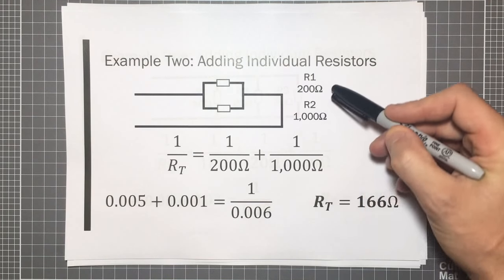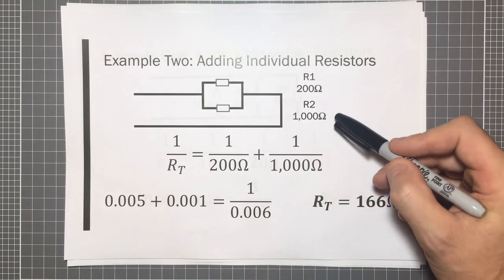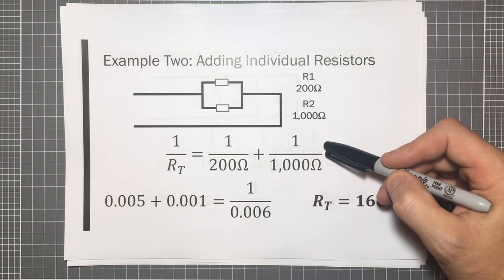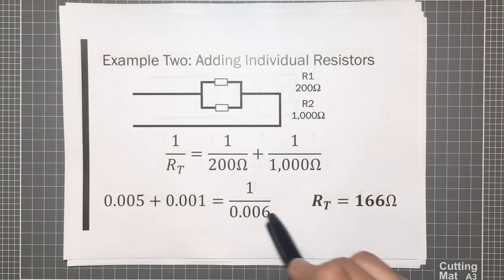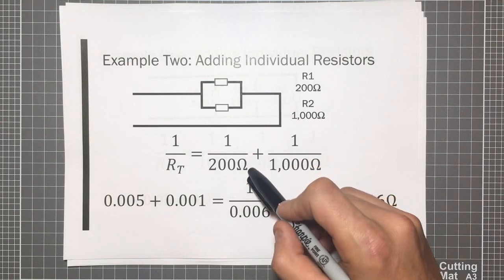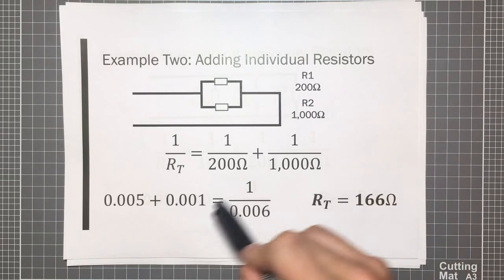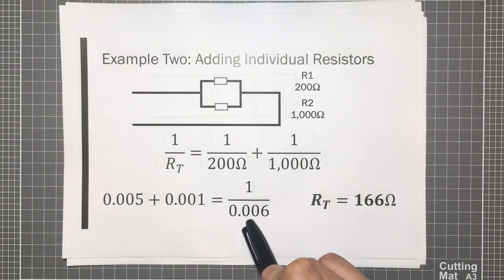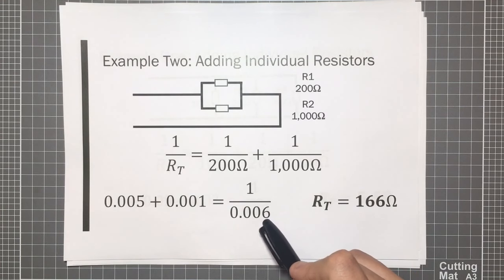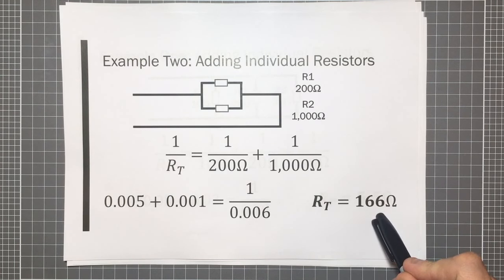And then for resistor number 2, which is the one down the bottom, we've got 1000 ohms. So again, we take resistor number 1, pop it below the line, so 1 over 200 ohms. And we take resistor number 2, pop it below the line, so 1 over 1000 ohms. And that's going to then calculate out to what we're looking at down below. So 1 over 200 is equal to 0.005. 1 over 1000 is equal to 0.001. And all that we end up with 0.006. So 1 over 0.006 is 166 ohms in total.